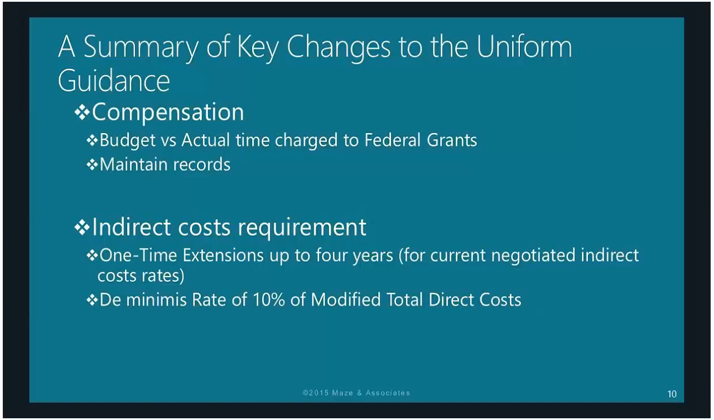But for those who have not negotiated an indirect cost rate, the uniform guidance has now provided a de minimis rate of 10% of modified total direct costs, and this is basically for those non-federal entities that have not negotiated an indirect cost rate, and it's just a simple calculation. We go over this in webinar 1, so like I mentioned before, you can access this on YouTube to get an example of how to calculate this de minimis rate.